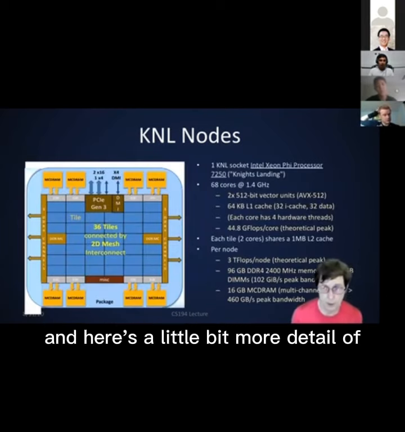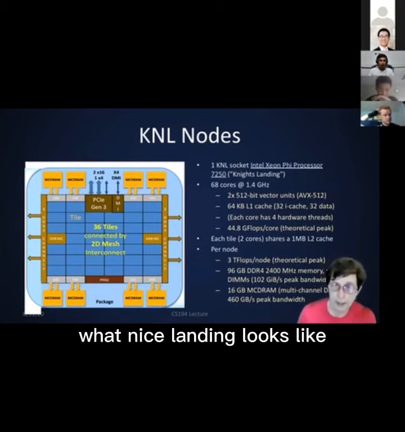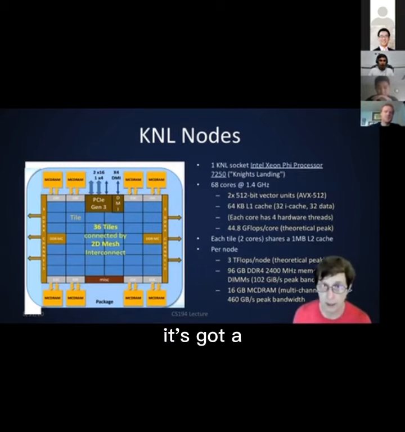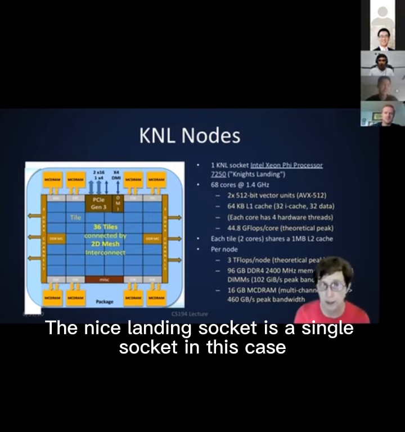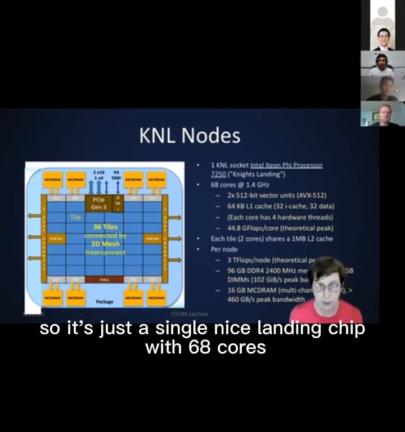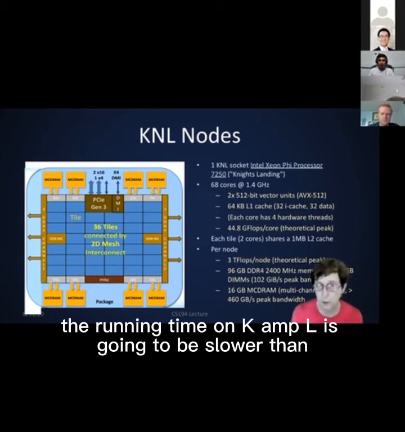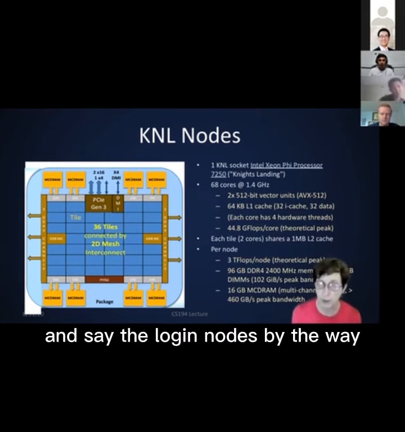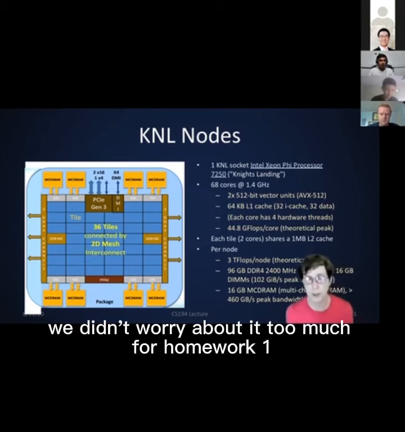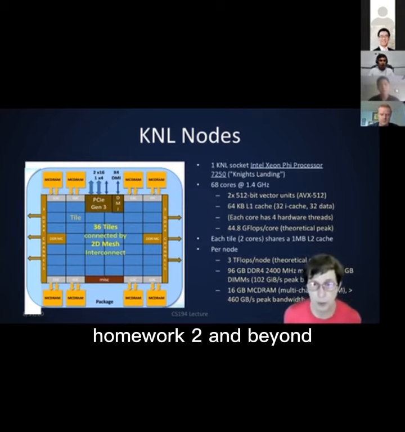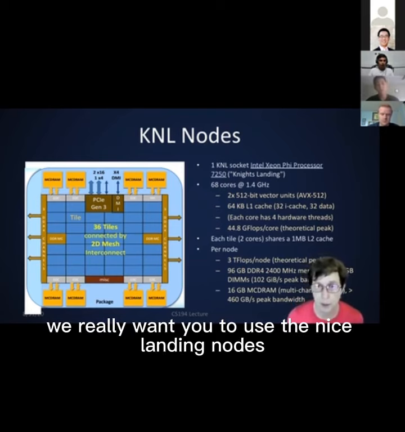And here's a little bit more detail of what Knights Landing looks like. The Knights Landing socket is a single socket in this case, so it's just a single Knights Landing chip with 68 cores. It runs at only 1.4 gigahertz, so you'll find that the running time on KNL is going to be slower than Haswell on, say, the login nodes. By the way, you shouldn't run much on the login nodes. We didn't worry about it too much for homework 1, but for homework 2 and beyond, we really want you to use the Knights Landing nodes.